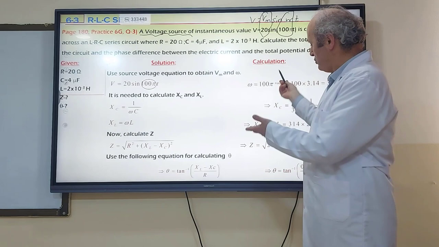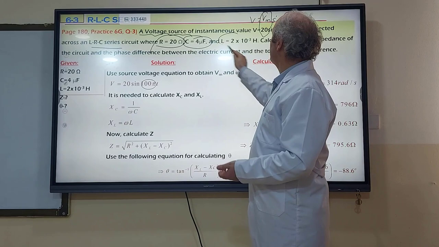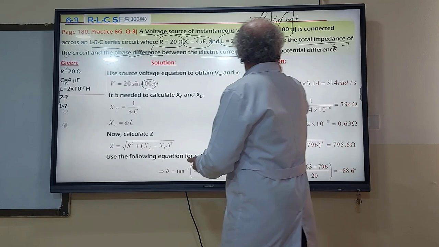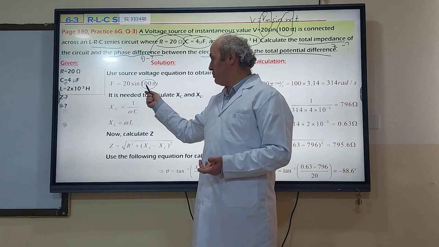It is connected across an RLC circuit where R is given, C is given as 4 microfarads, and L is given as 2 times 10 to the power negative 3. Calculate the total impedance. Also find the phase angle difference between the electric current and the total potential difference. If I want to calculate that, I need to know R. Yes, it is given. X_L and X_C must be calculated. We know how to calculate them. According to this equation, V_m is 20 and omega is 100 pi.